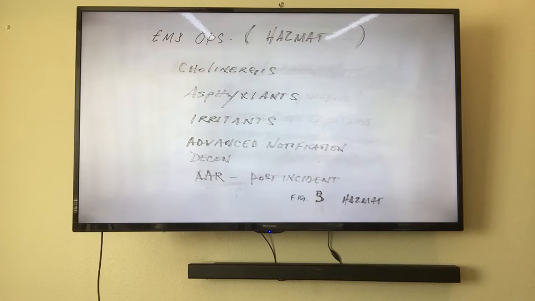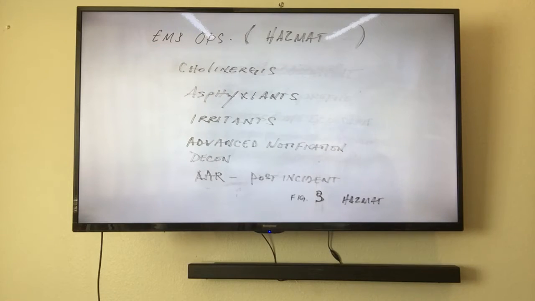Asphyxiants are things that kind of choke us, like phosgene and chlorine. They stop us from being able to breathe. We also have other things like inhalants that bind oxygen or bind carbon monoxide or decrease the affinity of oxygen on the red blood cell. Other things like our irritants cause the lungs to not take in air, or may cause irritations to the skin. We've seen some of these in etchings like fluorescein.